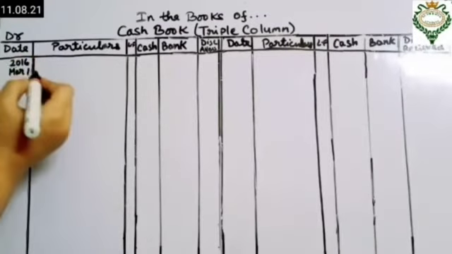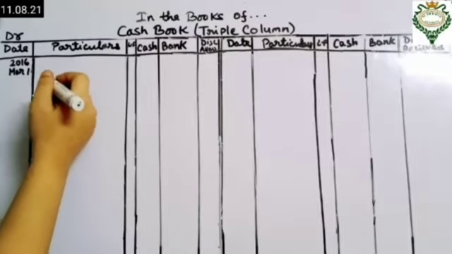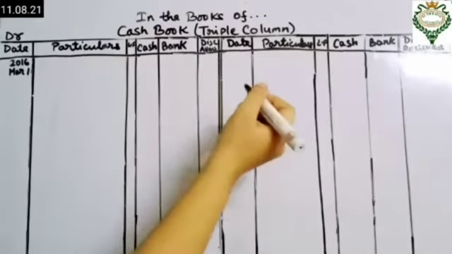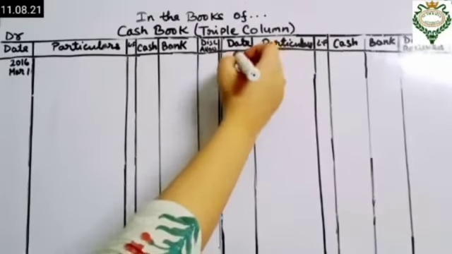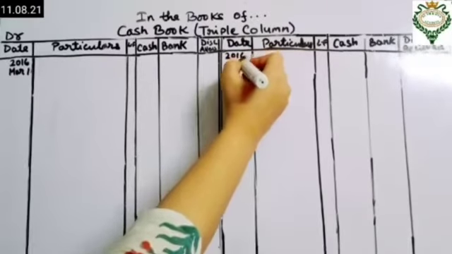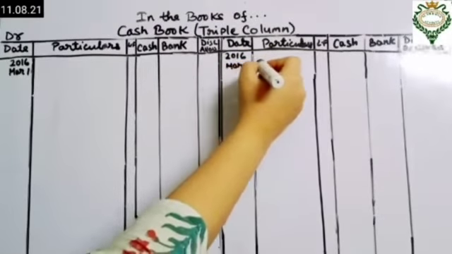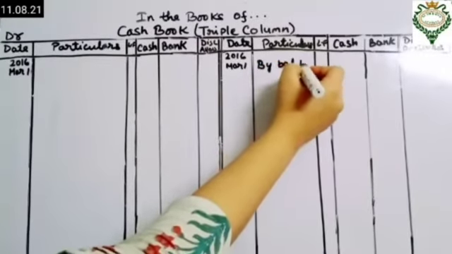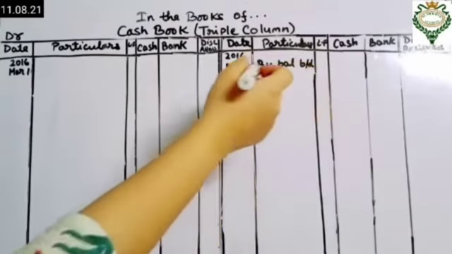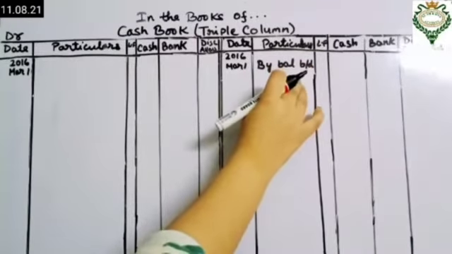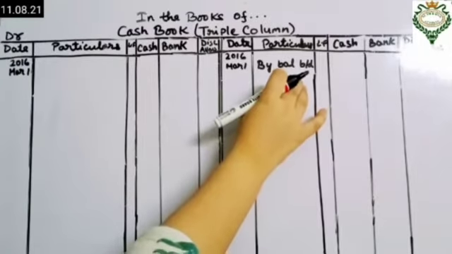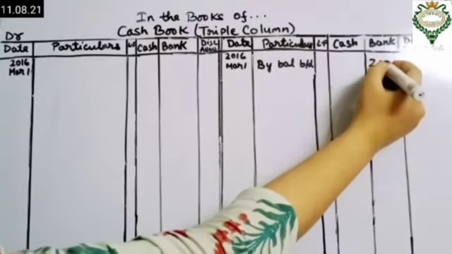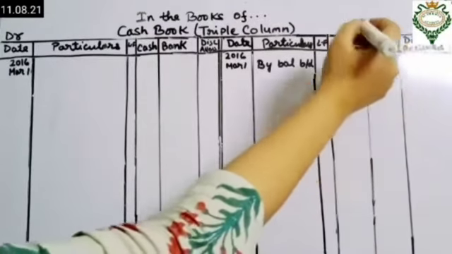And the transaction is overdraft balance at bank. That means the company has some overdraft, has some loan. So that we have to record at the credit side because it has the loan. So we will write the year and March 1 and we will write as by balance b/d. That is the balance that the company had the overdraft for 2000. So we will record here 2000 at the bank column because it has the overdraft at bank.